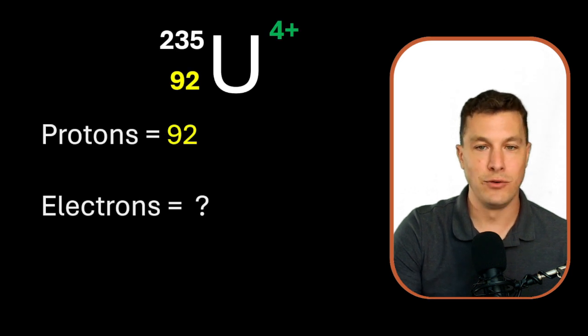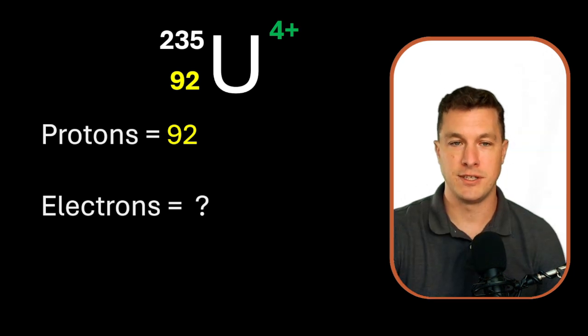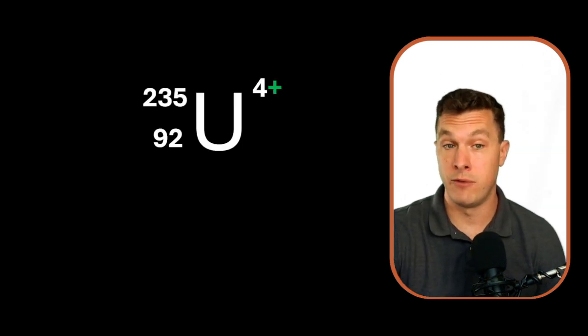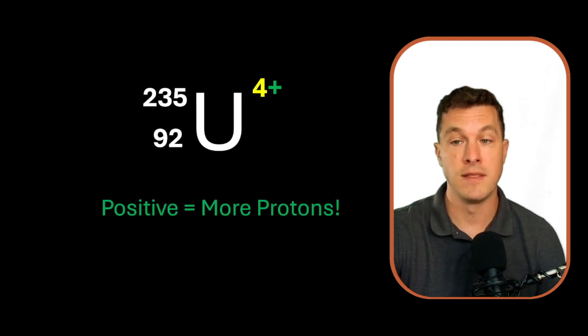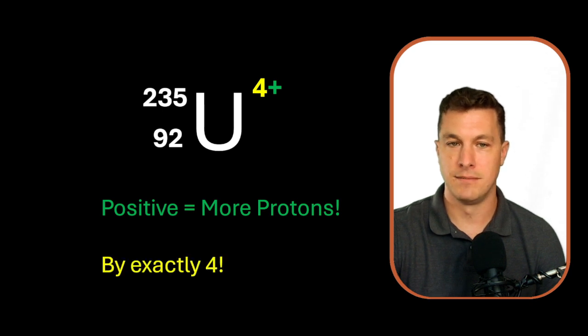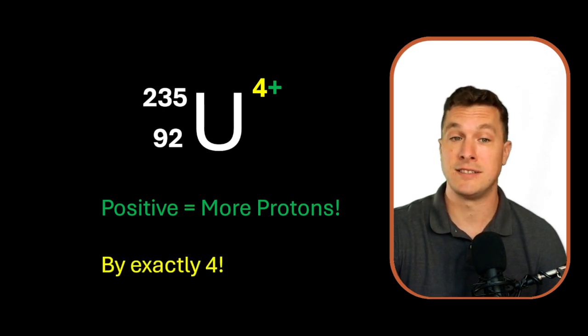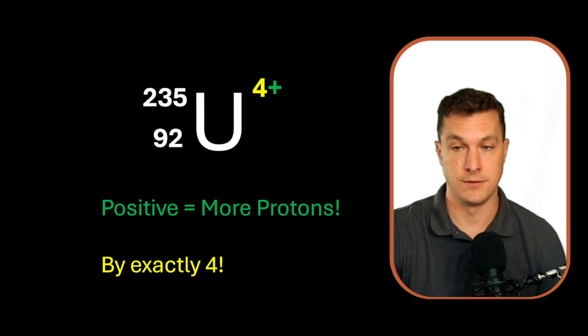All right, now let's move on to the slightly more thorny question of electrons. The first thing to notice here is that this charge is positive. And remember, because it's positive, that means there are more protons hanging out in that atom than there are electrons. By how many? Well, that's where the number comes in. The number is a 4, which tells us that there are exactly 4 more protons than electrons.